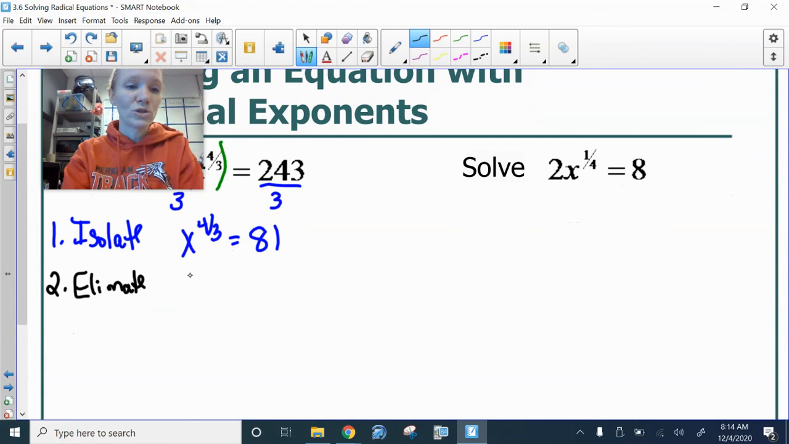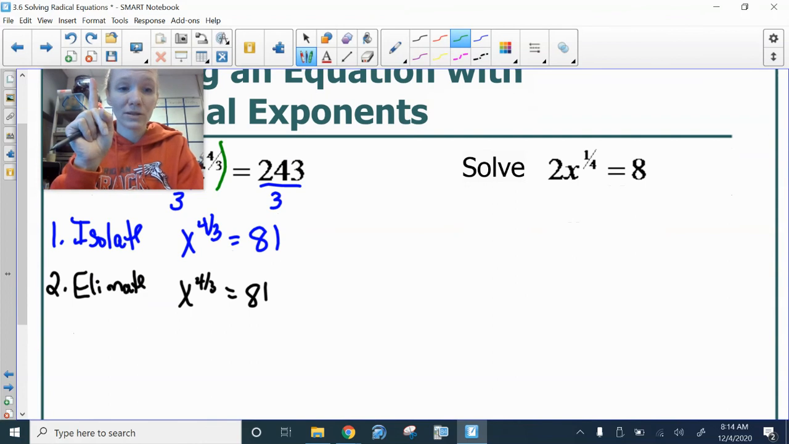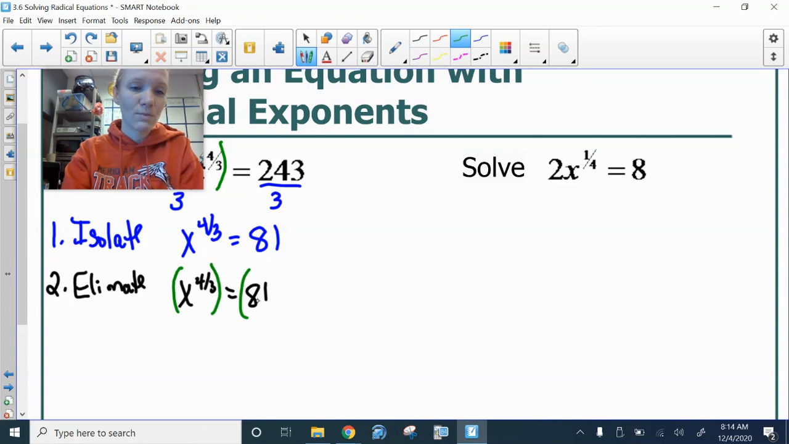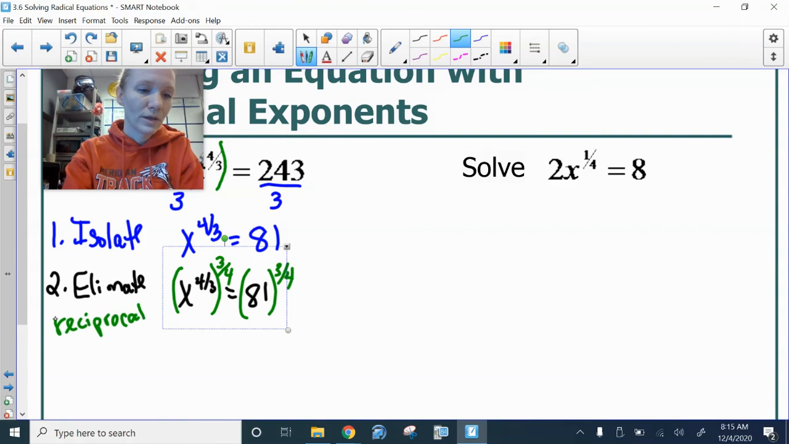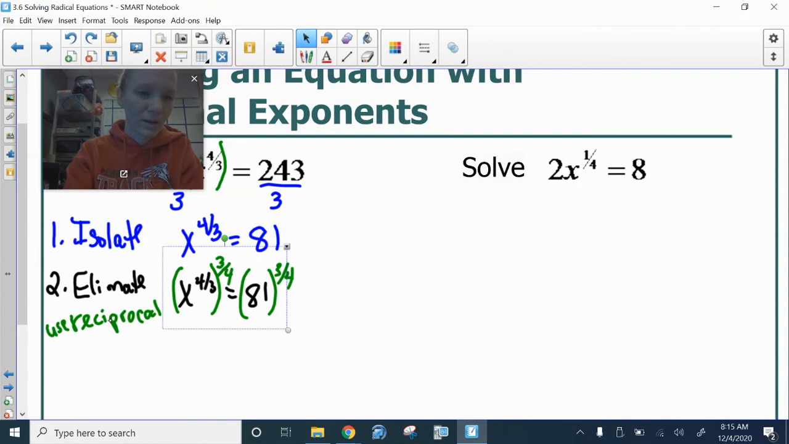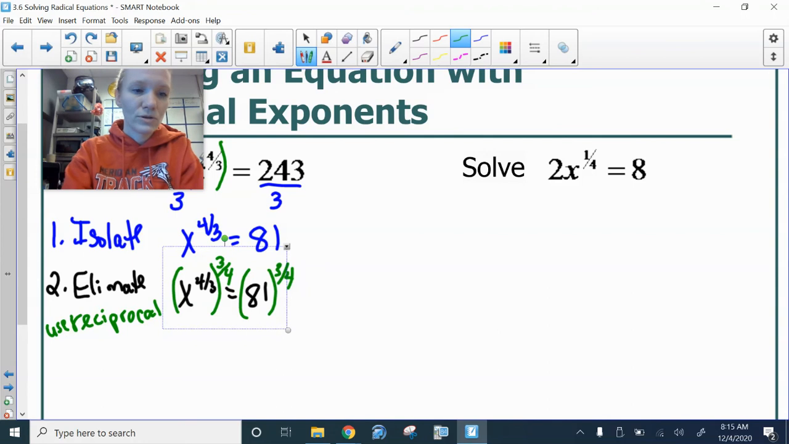So to eliminate, if I have x to the 4 thirds, I need to get rid of the exponent. And it's a fraction. So to get rid of a fraction in one fell swoop, we do the reciprocal. So in this case, I'm just going to raise both sides to the 3/4 power. Because I use a reciprocal, and I'll even write that in here. Use a reciprocal to eliminate the fraction.